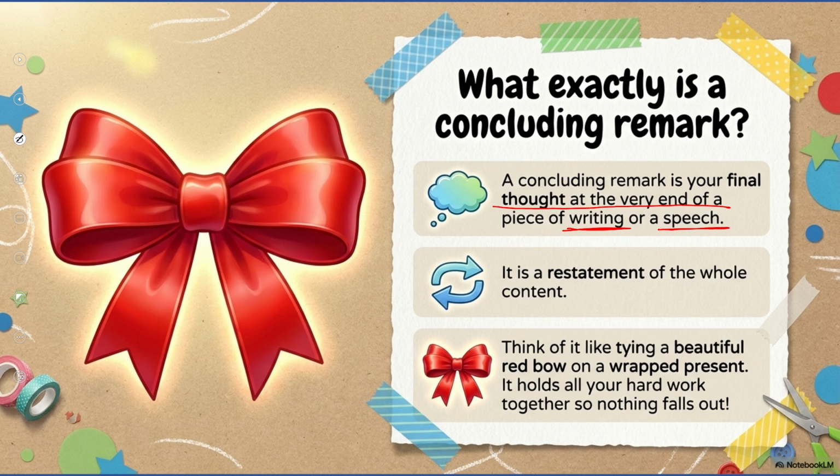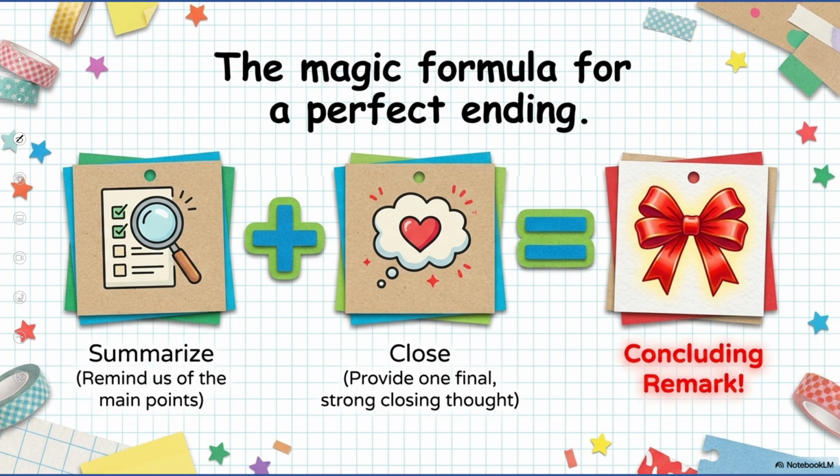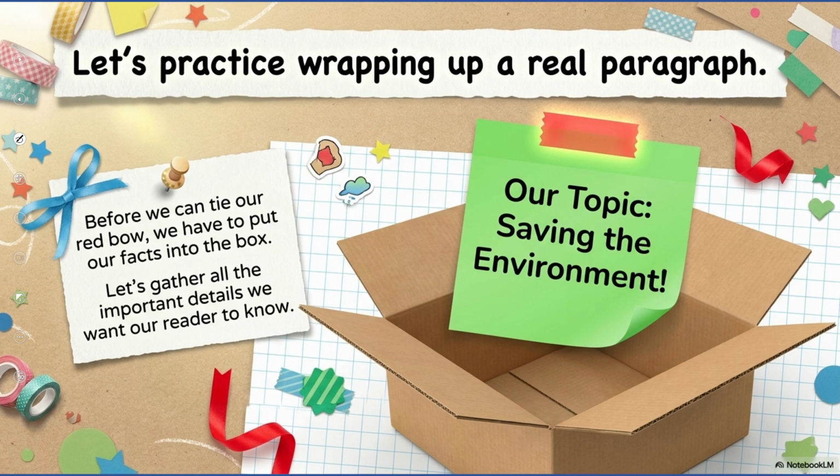Now, what is a concluding remark? For one step, you have to restate the whole content at the end, and you have to give your own opinion about the topic. These are the most important things. First of all, summarize the main points. And then at the end, you have to give your own opinion or a strong closing thought. Both of these, when joined together, make a concluding remark. Do not get confused. There is no S, but still a concluding remark should be of 2 or more sentences.